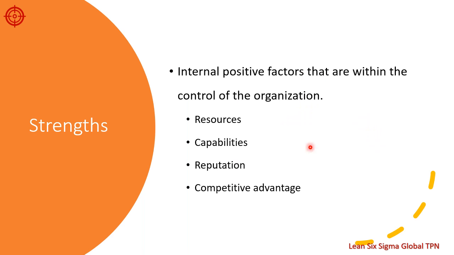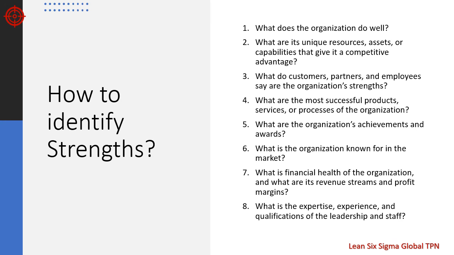Strengths are the internal positive factors that are within the control of the organization, such as its resources, capabilities, reputation, and competitive advantage. To identify strengths of an organization, you can start by asking yourself and other stakeholders questions such as: what does the organization do well? What are its unique resources, assets, or capabilities that give it a competitive advantage?